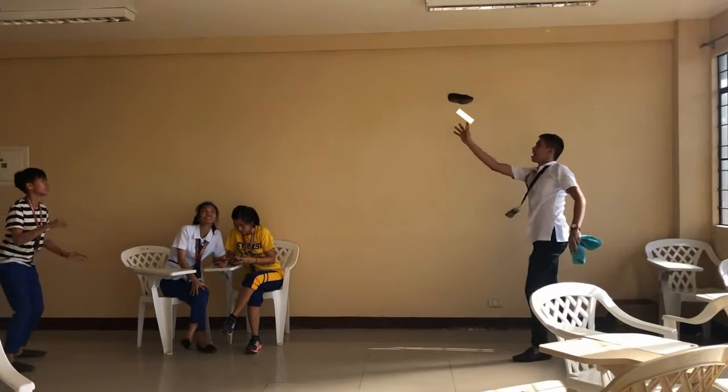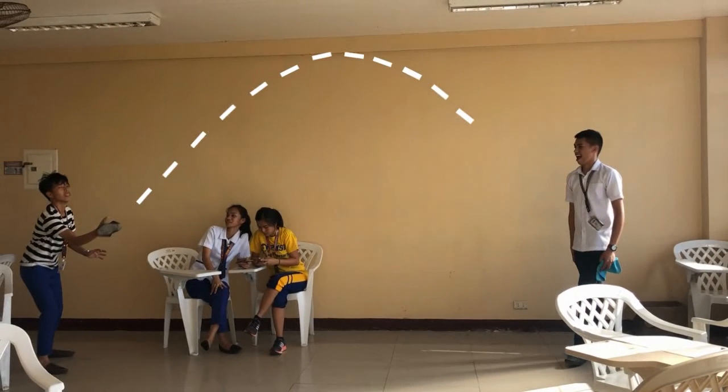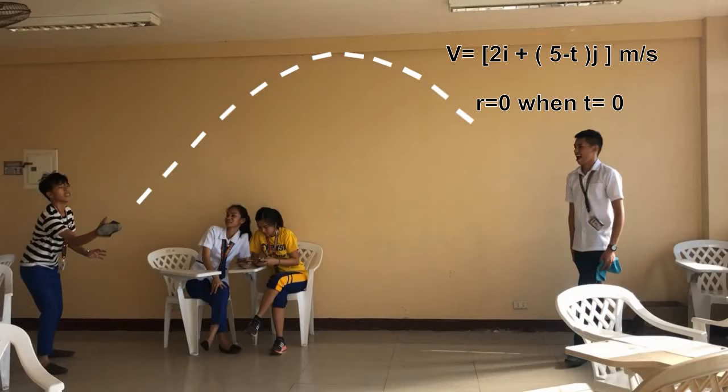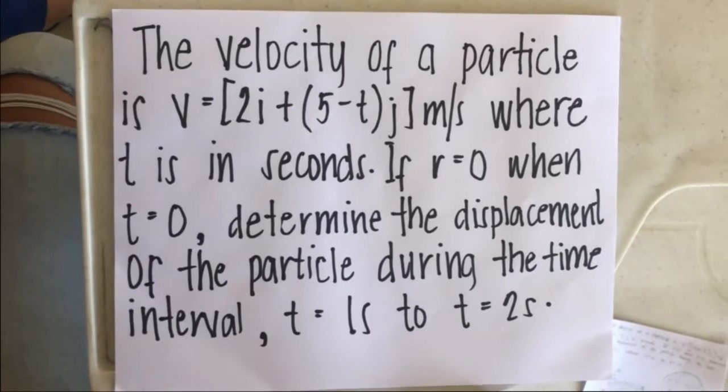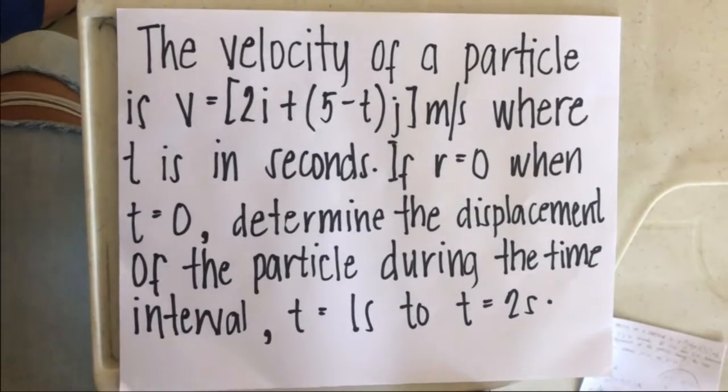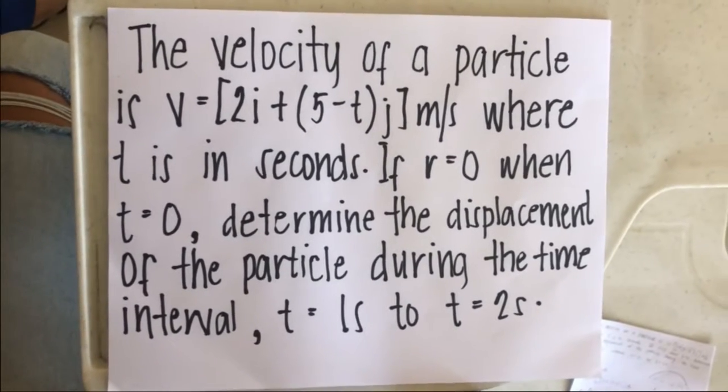The velocity of a particle is v is equal to 2i plus (5 minus t)j in terms of meters per second, where t is in seconds. If r is 0 when t is 0, determine the displacement of the particle during the time interval t is equal to 1 second and 2 seconds.